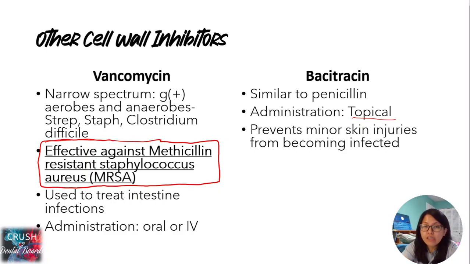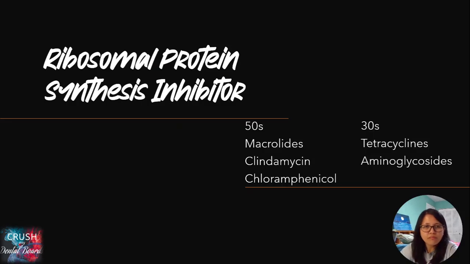Again, their target is the bacterial cell wall. They are effective against bacteria with cell walls. Now, another type of antibacterial drug would be your ribosomal protein synthesis inhibitor. So based on the name itself, they do target your ribosomal protein.